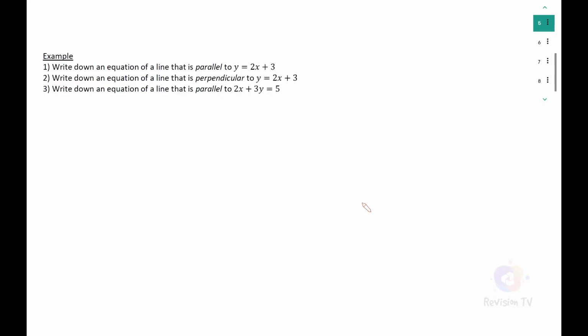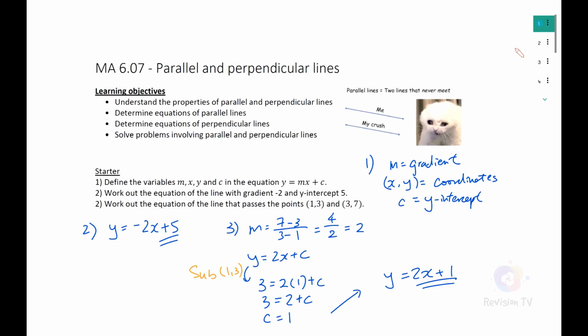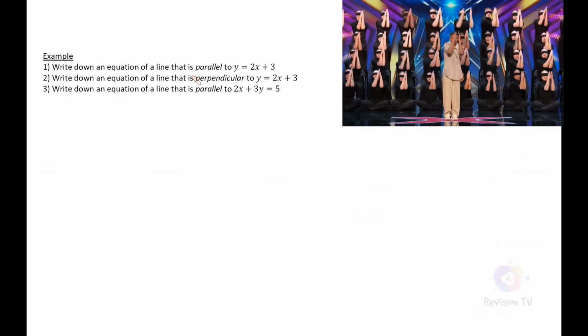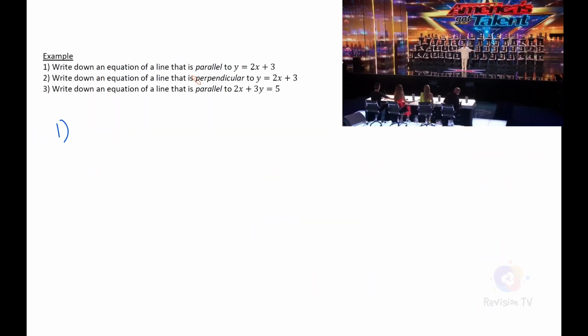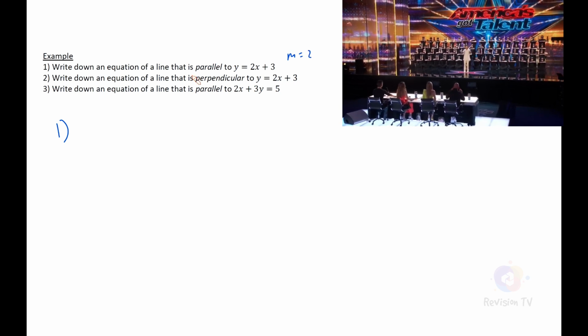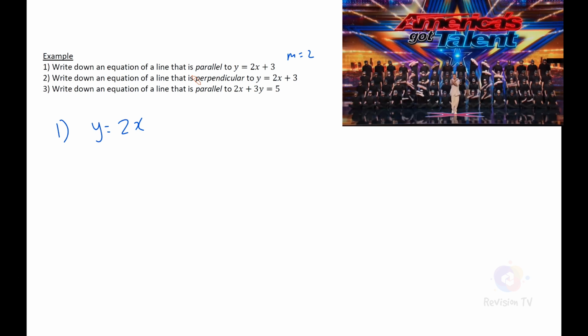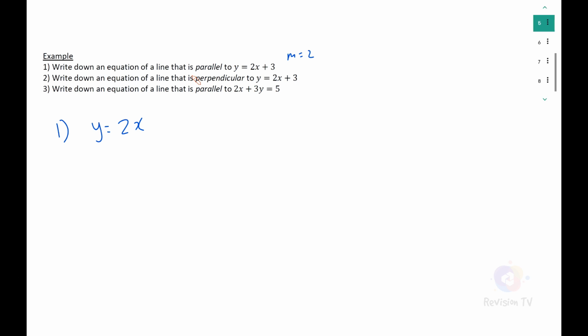Example: we have to write down an equation of a line that is parallel to y equals 2x plus 3. If they are parallel, it means they have the same gradient but a different y-intercept. So our task is quite simple for question 1. Same gradient, the gradient is 2. That means we need y equals 2x, with a different y-intercept. So you can choose any number that you like. Minus 1, y equals 2x plus 7.